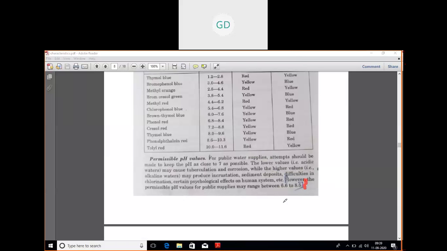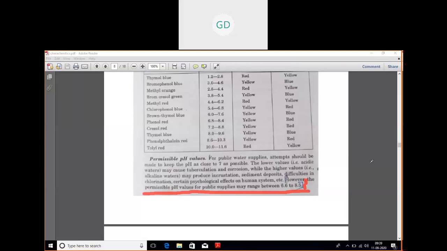So what is the permissible limit you see? Permissible pH value for public supplies may range between 6.6 to 8.5. This is very important that you should remember what is the pH value of your drinking water. If someone asks you, you should tell that the permissible limit or the pH value for drinking supplies or public supplies is between 6.6 to 8.5.